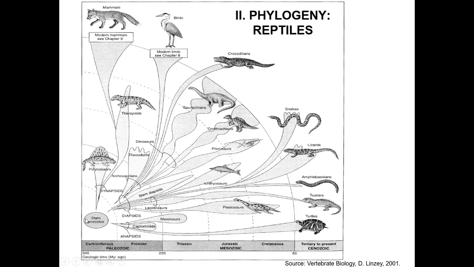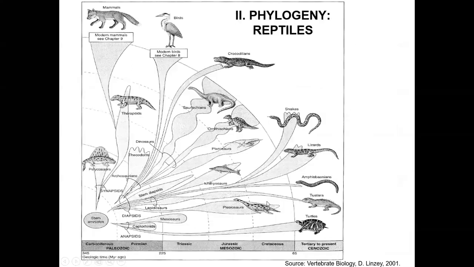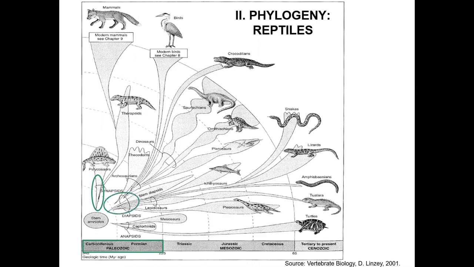So again, this is our cladogram showing the phylogenetic origins of reptiles. So we're starting on these stem amniotes. So we're starting right here in the Permian, which began to diverge in the Carboniferous. So here we are in the Carboniferous where we're starting to diverge, and we really want to focus on that particular period of time, and I want to focus on the synapsids, the diapsids, and the anapsids. So let's first focus on the synapsids and these archosaurians.